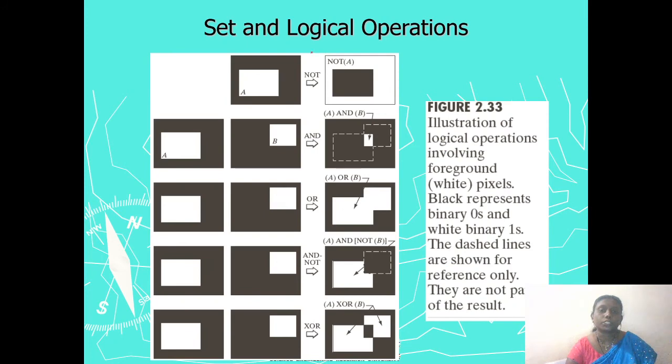Now the set and logical operations take place like this. Here the white area is giving the foreground of the logical operation. So this is the set A, and if we apply the NOT logical operation, then this is the output. If we take two sets A and B, then the AND logical operation gives this output. Now for these two, the OR operation gives this output. The AND NOT gives this output, and the XOR operation gives this output.